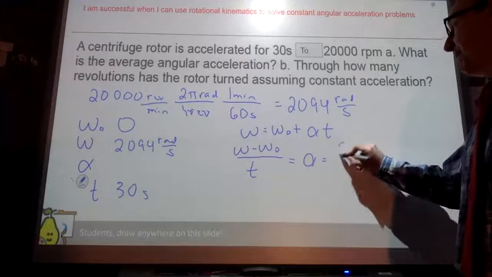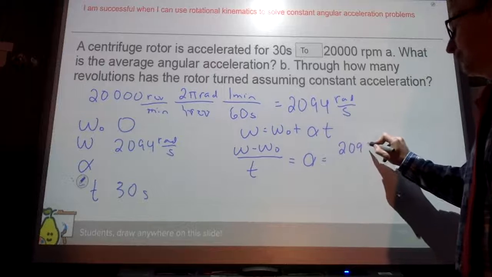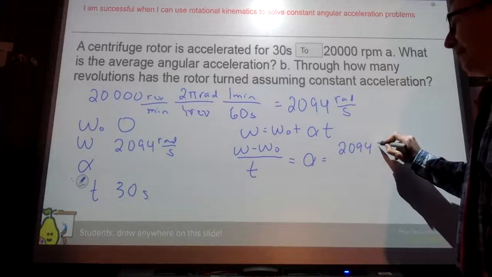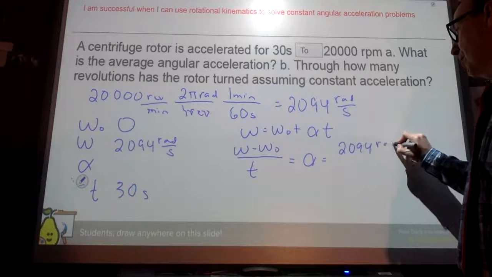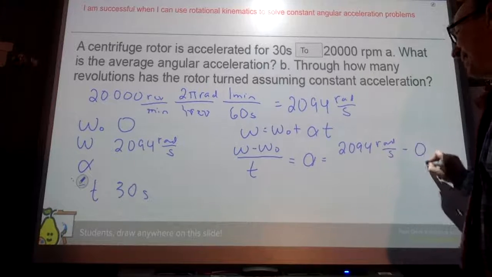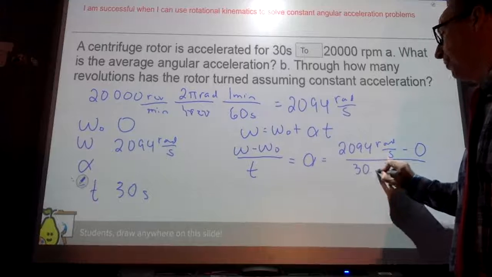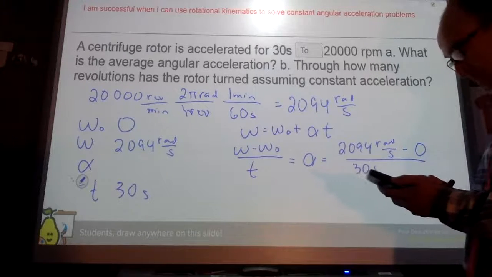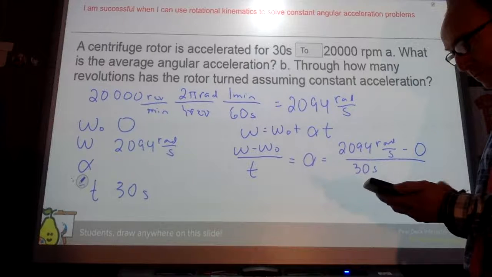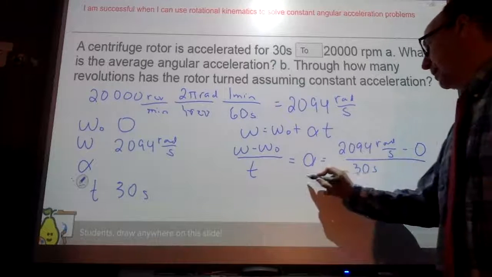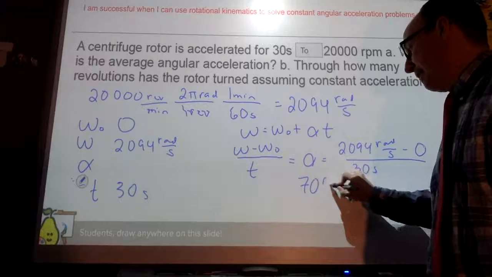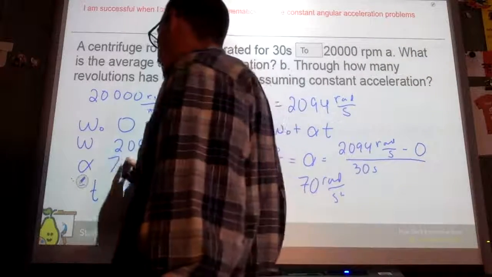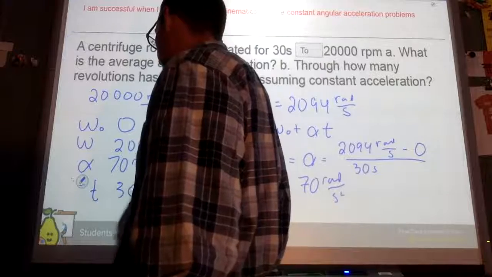And so this is going to give me 2,094 radians per second minus 0 over 30. So this is going to give me my acceleration. It looks like it's about 70. So I can put that in here.